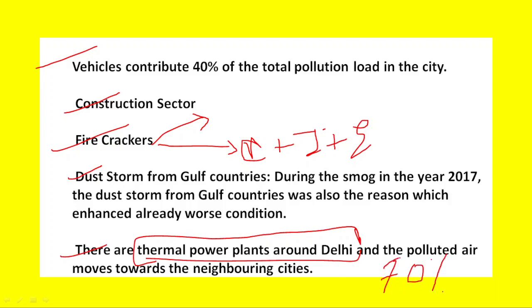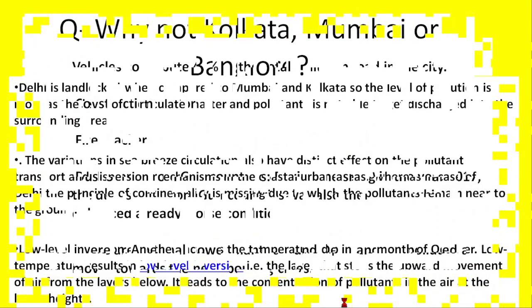The coal that is used in the thermal power plants has 60% content as impurities that is released in the air. So all of these factors are responsible for the air pollution in Delhi. This is our anthropogenic factor. Besides this, there's one more factor.